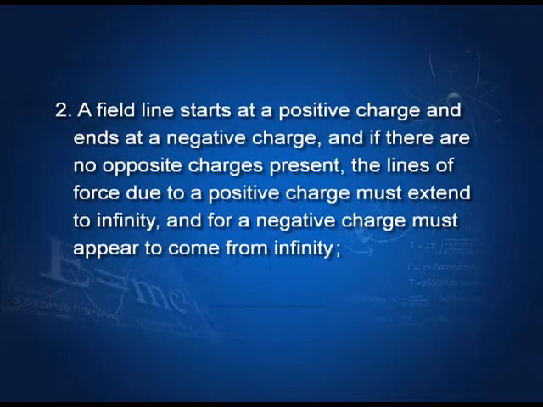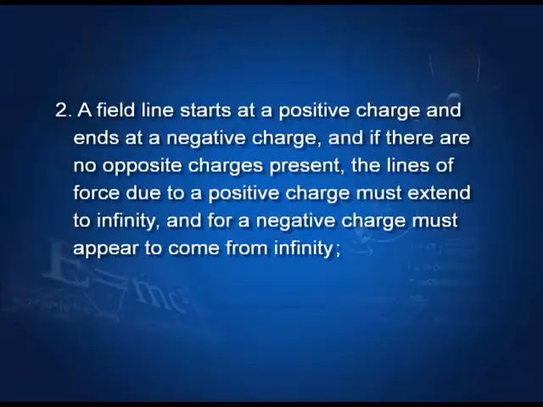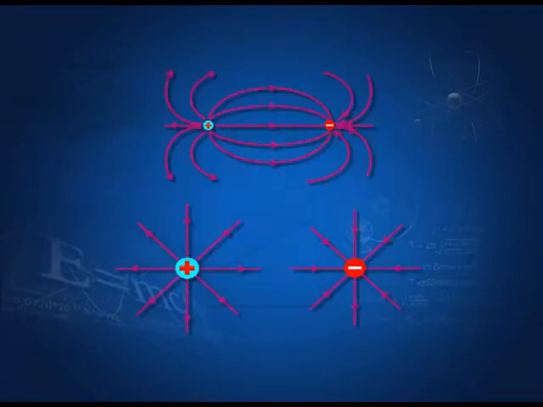A field line starts at a positive charge and ends at a negative charge, and if there are no opposite charges present, the lines of force due to a positive charge must extend to infinity, and due to a negative charge, they must appear to come from infinity. If there are two kinds of charges, then the lines start at the positive charge and end at the negative charge. You see, the lines are ending at the negative charge. Here the lines are moving out of the positive charge.